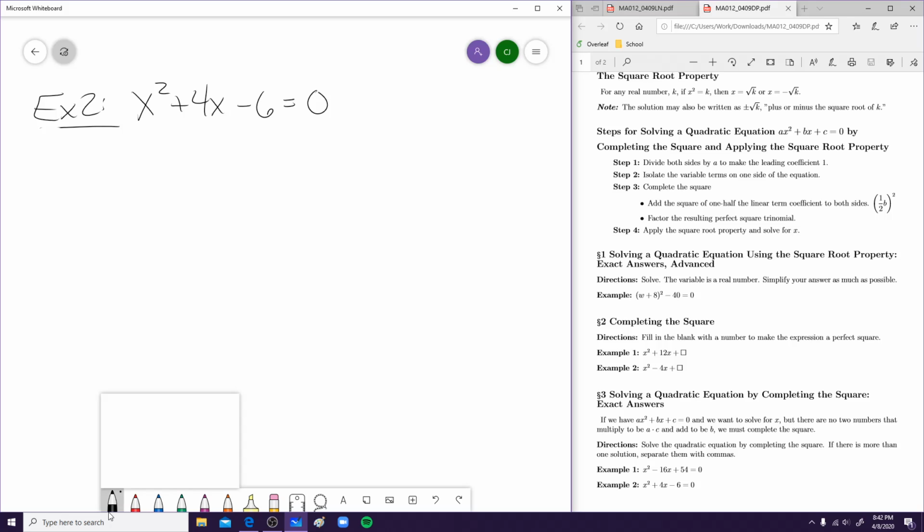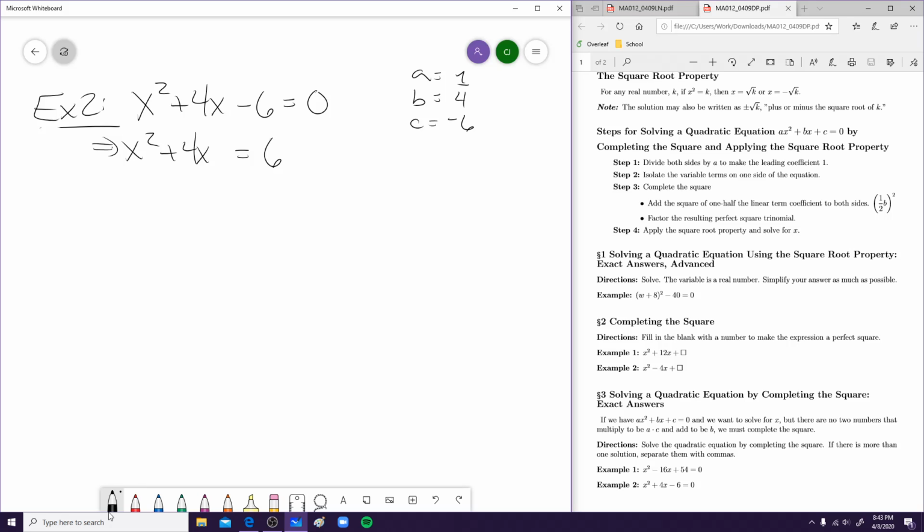let's complete the square. So first thing, I'll put on the side. You guys don't need to write this, but I'm going to do it just to make it clear. So A is 1, B is 4, and C is negative 6. So now the first step is we want to divide both sides by A to make the leading coefficient 1. Again, the leading coefficient is 1, so therefore we don't need to divide both sides by A. Step 2, we want to isolate the variable terms on one side of the equation. So we're just going to add 6 over. Okay, so we get x squared plus 4x is equal to 6.